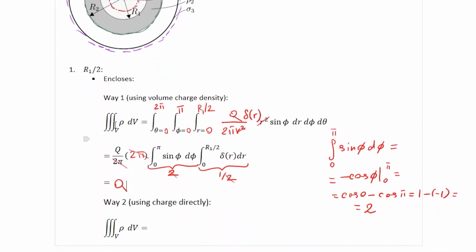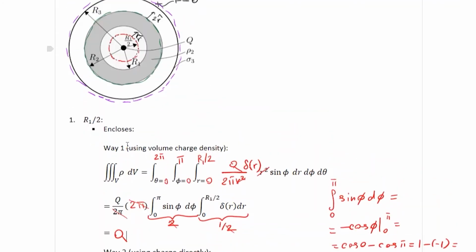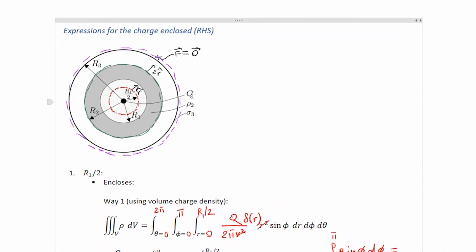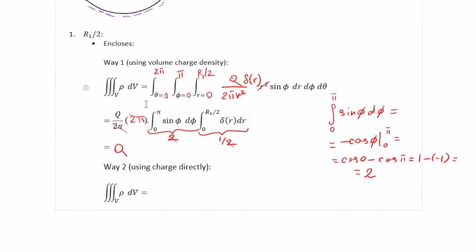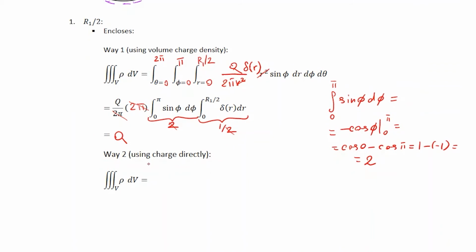Now, we could have gotten the same answer just by looking at the givens, because we were told that there is a point charge of value Q right here. So we actually just physically know that this is supposed to be Q.